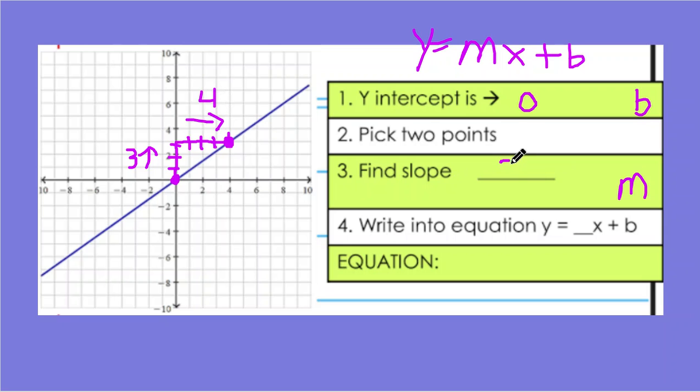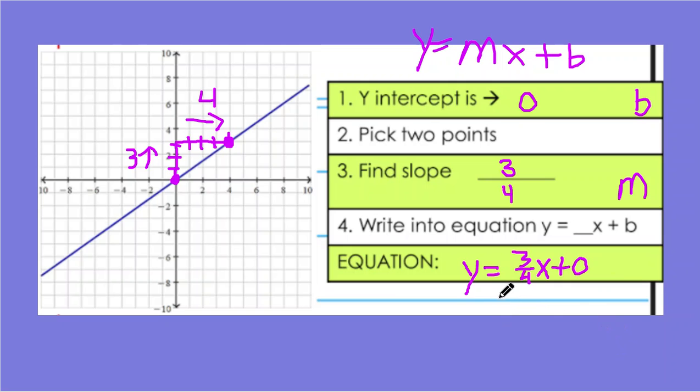So my rise is 3, that goes on top, and my run is 4. That's how many over I went, that goes on bottom. So my slope is 3 over 4. So now I can write my equation. It's y equals, now it would be 3 over 4, and slope's always attached with the x. And now I got to plug in my b, which is 0, which is plus 0.